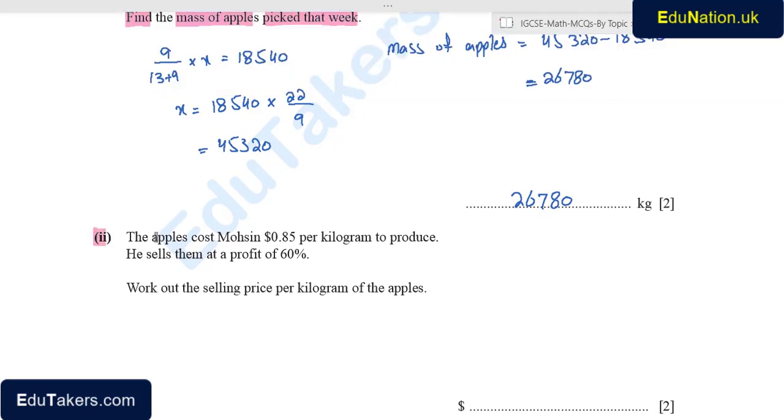Part 2. The apples cost Mohsin $0.85 per kilogram to produce. He sells them at a profit of 60%. Work out the selling price per kilogram of the apples.